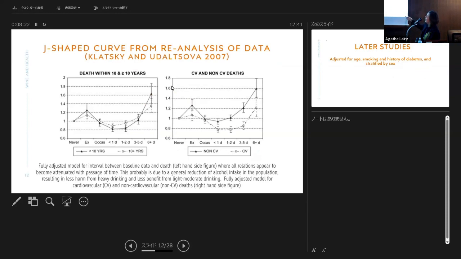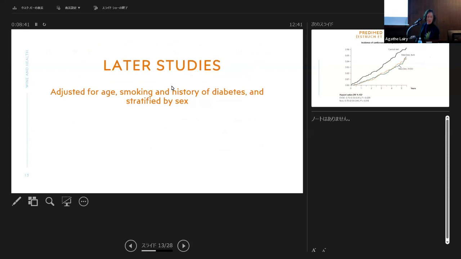This is looking at death within 10 or more years, and this is looking at cardiovascular and non-cardiovascular diseases. But importantly, never drinkers here had a high mortality rate compared to those that drank moderately. And here again, this is where pattern starts to come in with amount.